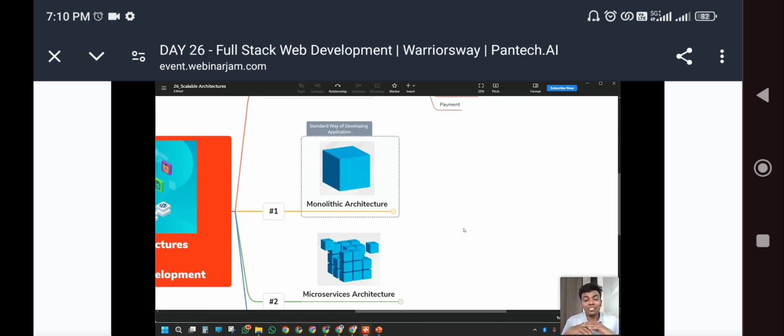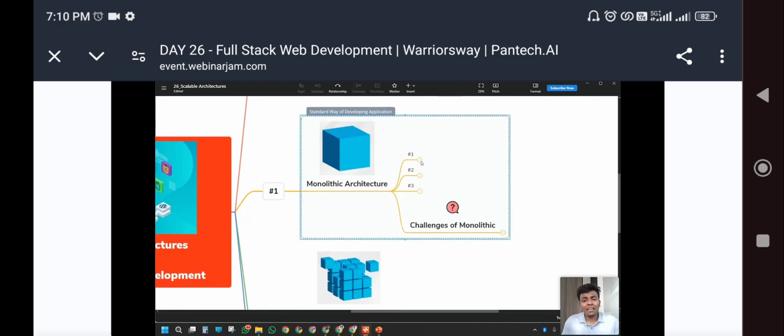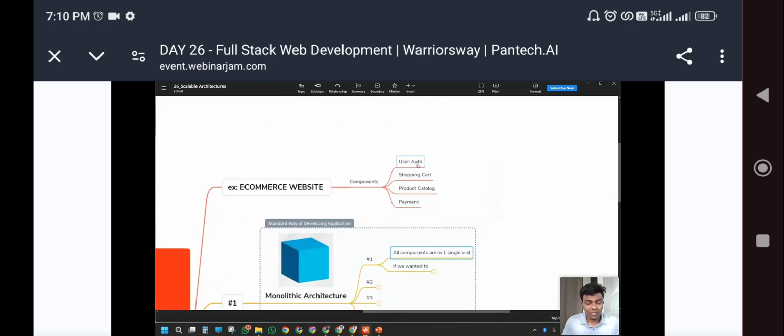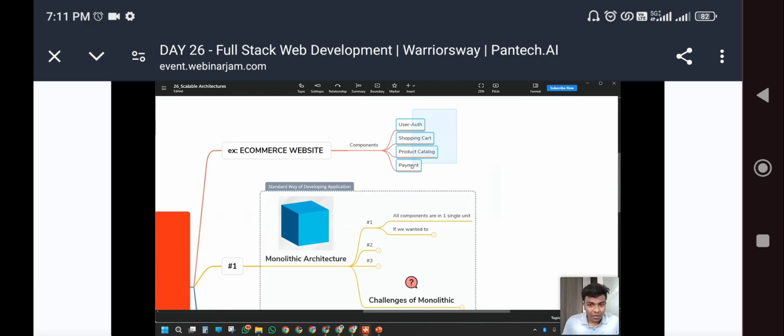Whenever you are learning full stack web development from courses, most of the time they will teach you to build the application using monolithic architecture, because it is very simple. You don't want to complicate things, and the difficulty level is very low in monolithic. As I've already told you, everything is created in a single unit, for example all the components like user authentication, shopping cart, product catalog, payment, refund or return, wish list, or the search. These are all the components which I'm talking about, guys.